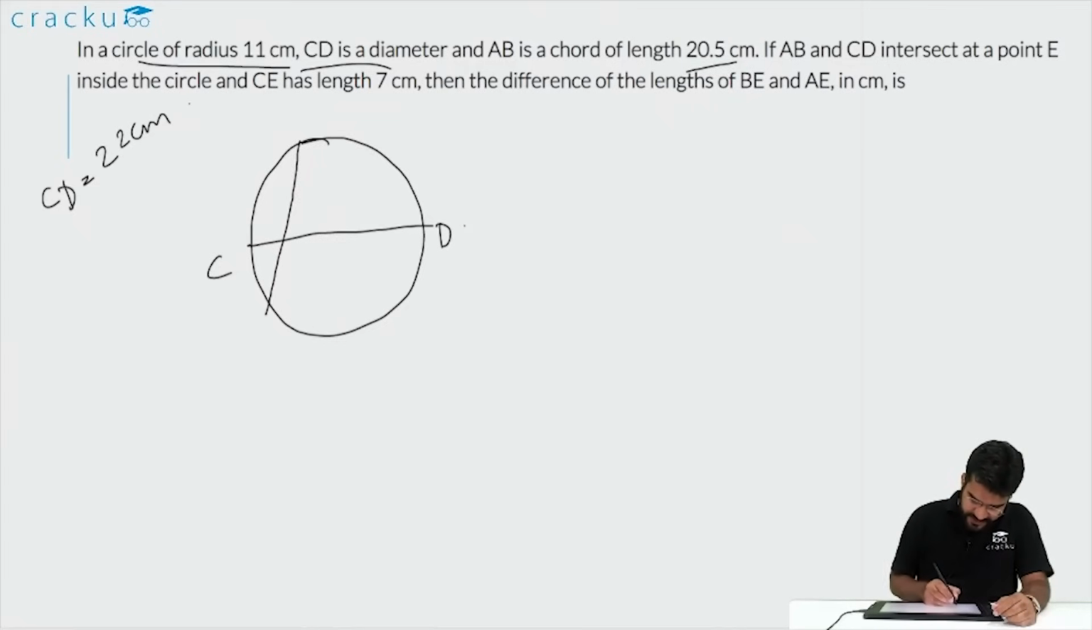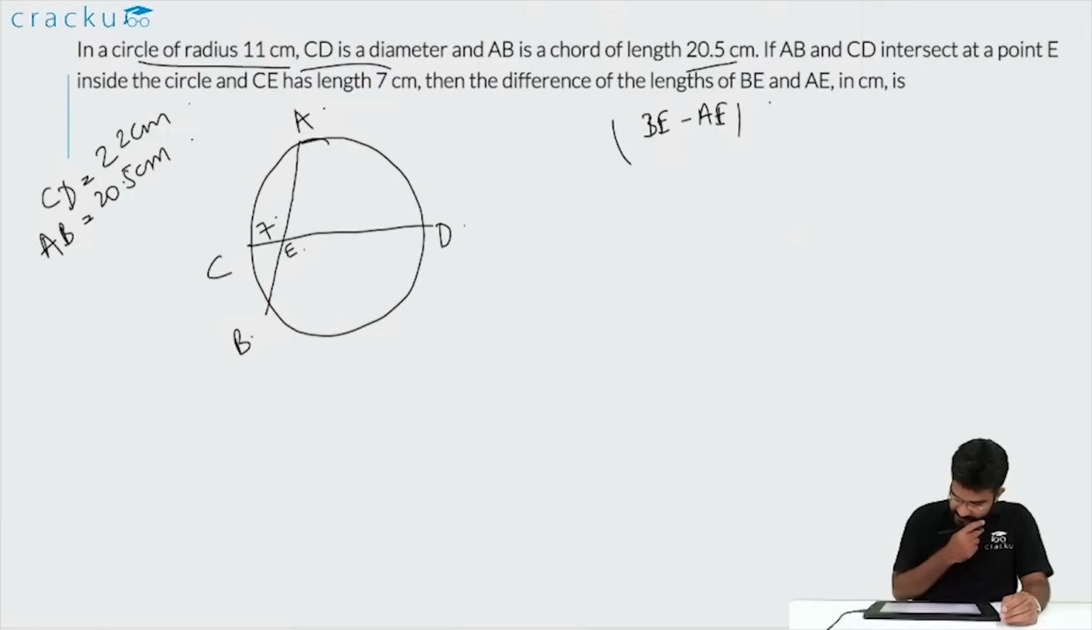So let us assume that this is AB, and the length of AB, it is given, is equal to 20.5 centimeters. CE has a length of 7 centimeters, so this is 7. Then we need the difference of the lengths of BE and AE in centimeters. So we are required to find out BE minus AE. Before we get into it, there is one important theorem in geometry. It is quite straightforward, and it is called the intersecting chords theorem.